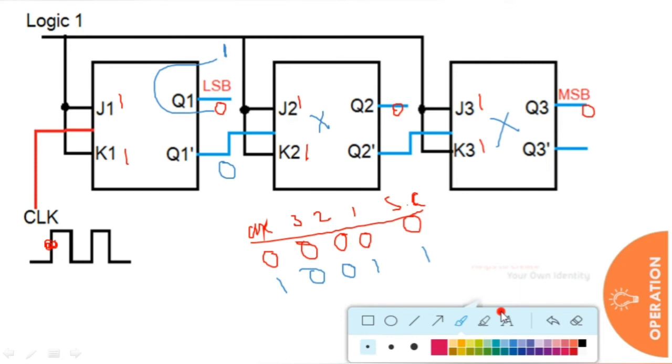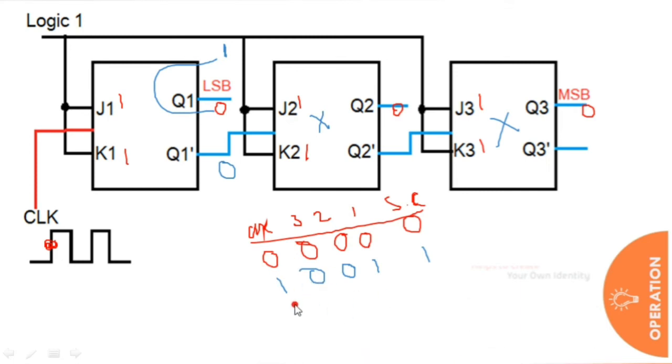Now, second clock pulse. The second positive-going edge I am taking here. So 1, 1, and the clock pulse is applied. The output is going to change from 1 to 0. Output is toggled, so Q1 is 0.